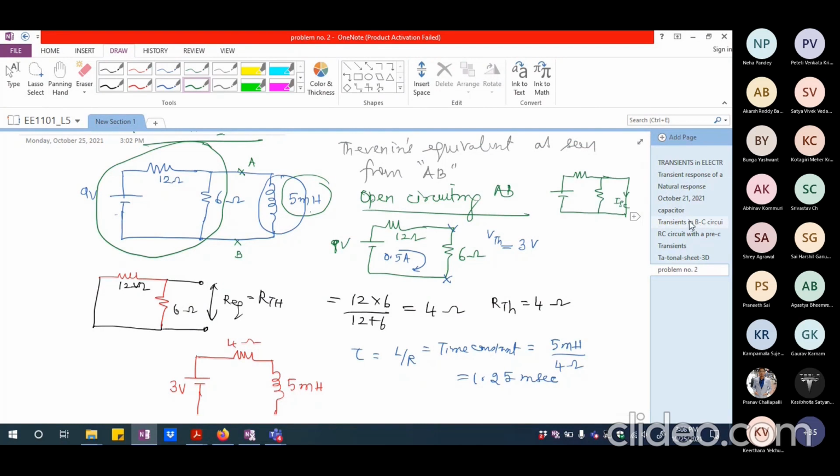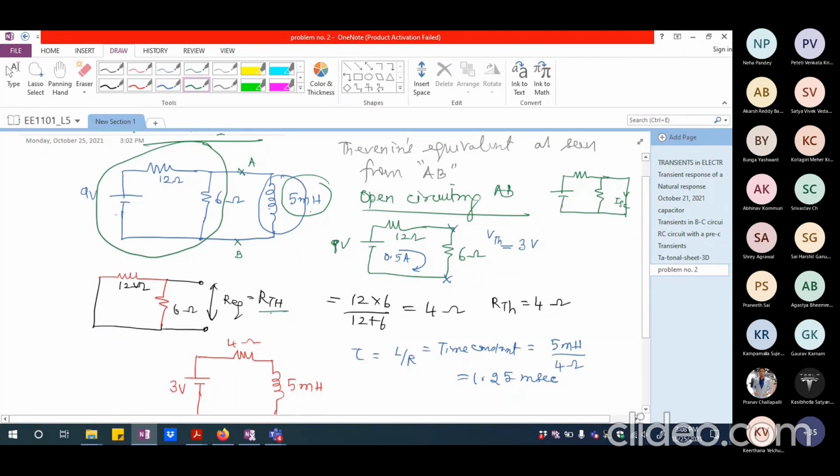This is what we talked about when we talked about Thevenin's theorem and Norton's theorem. Whichever terminal is mattering to us, we have to open circuit it if I want to calculate the VThevenin value, and short circuit it if I want to calculate the Norton current. That is the reason why we are getting this as 3 volts.